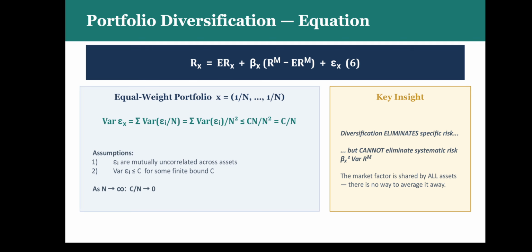We use two assumptions. First, the individual epsilon i are mutually uncorrelated across assets. Second, each variance of epsilon i is bounded by some constant C. As n grows large, C over n goes to 0. The specific risk of a well-diversified portfolio vanishes. But here's the wall. The systematic term, beta x squared times the variance of Rm, doesn't go anywhere. No matter how many assets you add, you're still exposed to market-wide fluctuations. That's the irreducible core of portfolio risk.